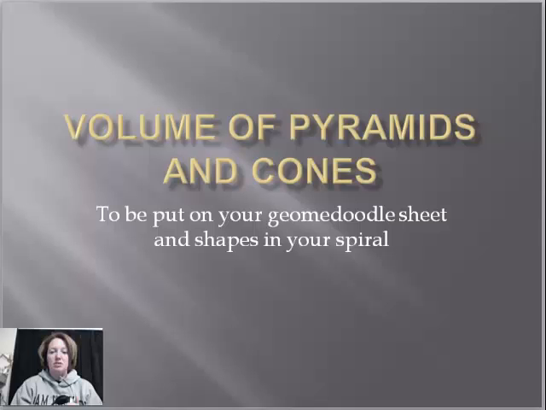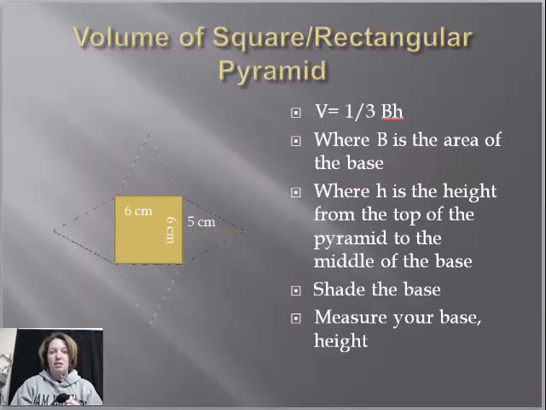Okay, tonight we're going to be working on the formulas. They will be put on your Geomadoodle sheet, and then the work is going to be done next to the shapes in your spiral. The first shape that we're going to do is the volume of a square or rectangular pyramid. The names are kind of interchangeable, it just depends on the measurement of the base.